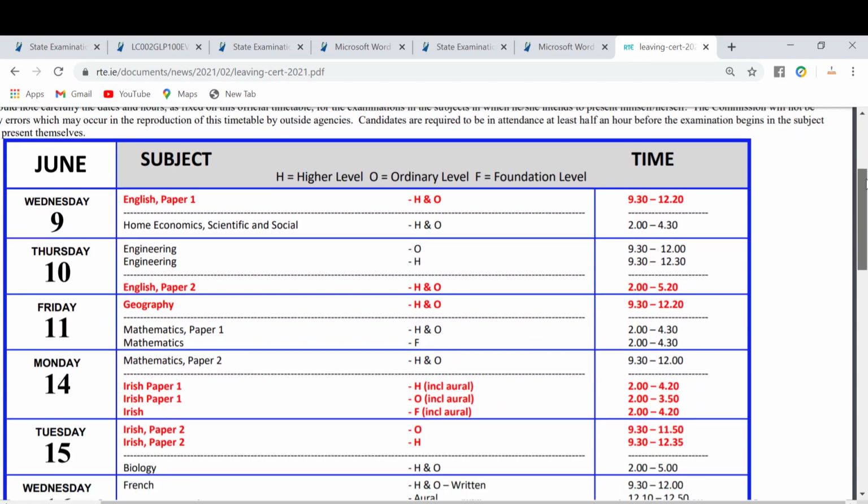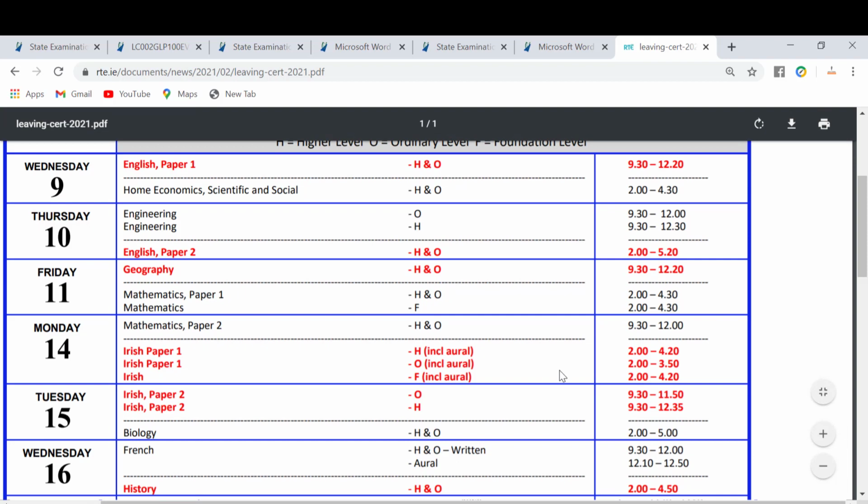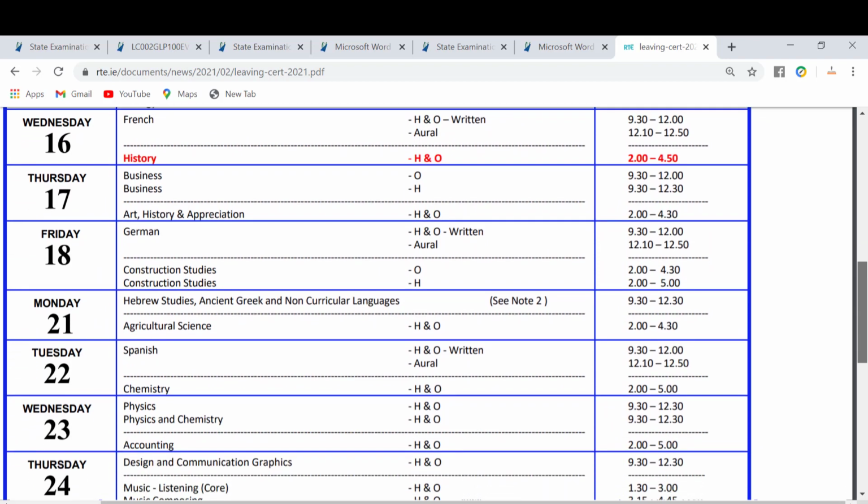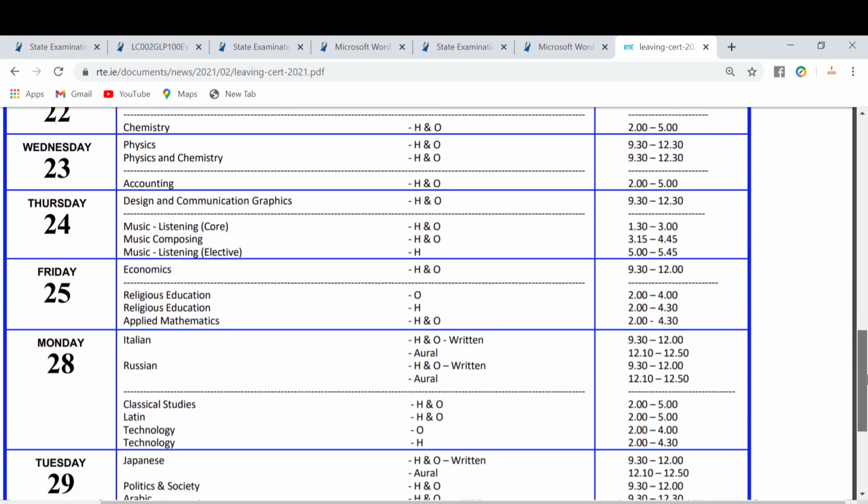As you can see, English paper 1 is on Wednesday the 9th of June, higher and ordinary, 9:30 to 12:20. Then on Thursday the 10th of June, in the afternoon, we have English paper 2, higher and ordinary, from 2 to 5:20 p.m. By all means, you can pause this video and check when your other exams are on as well.